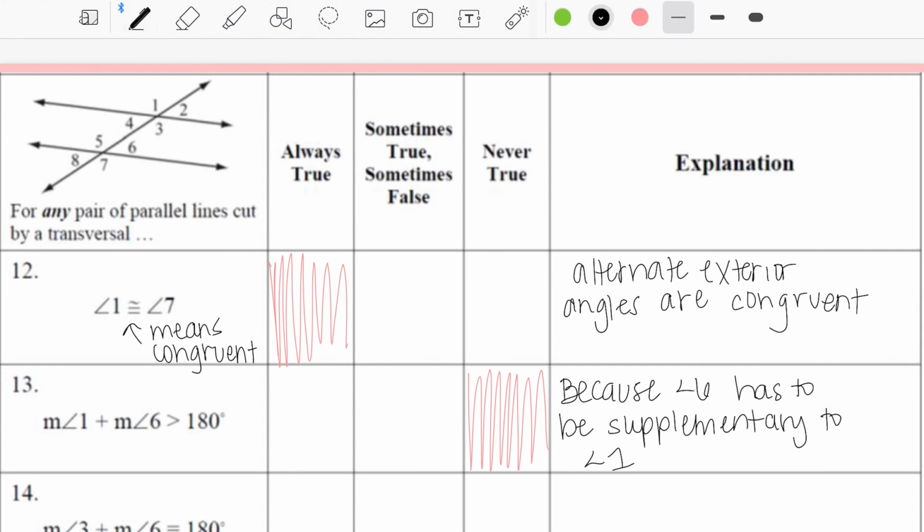Last but not least, we have the measure of angle 3 plus the measure of angle 6 is equal to 180. And I know that this is always, always, always true because those two angles are same side interior angles, which will always be supplementary. So we will say that they are same side interior angles and they are supplementary.